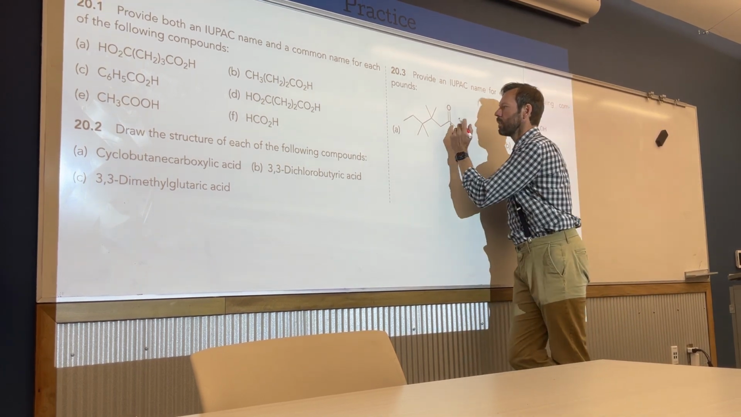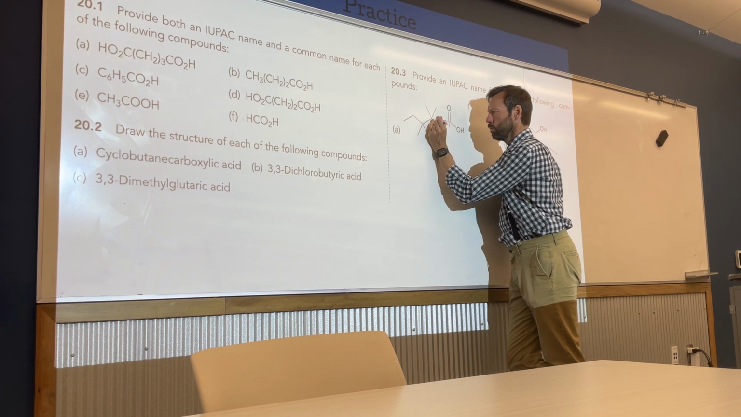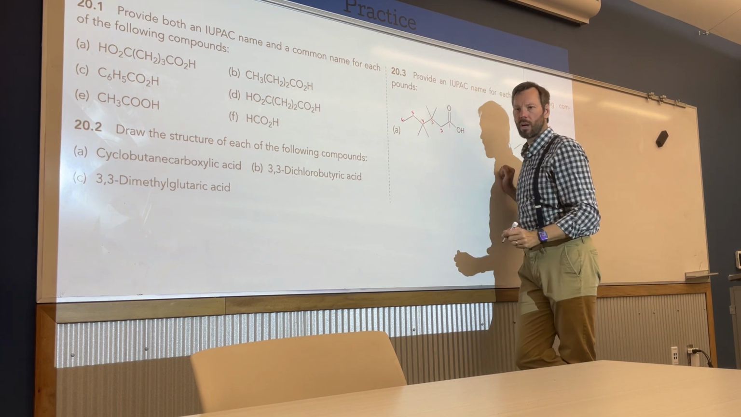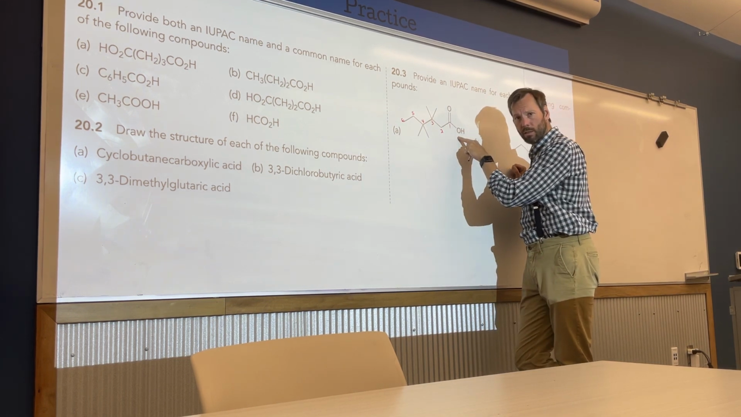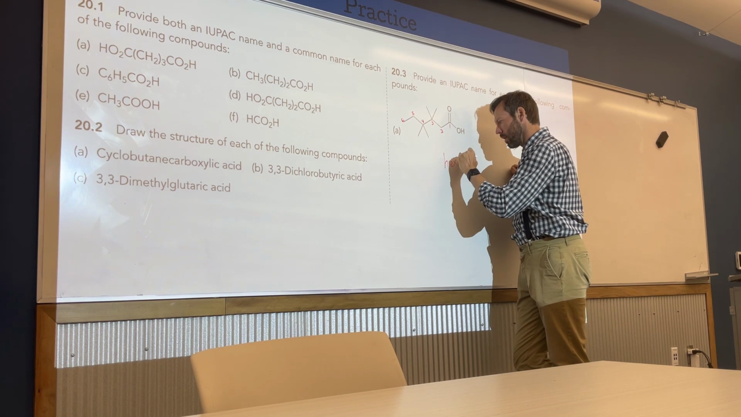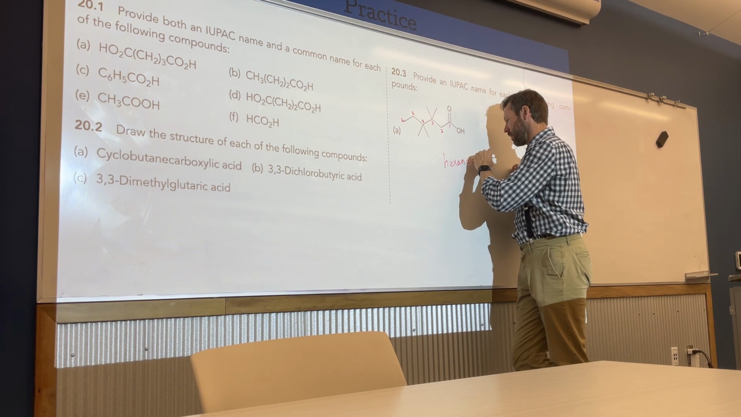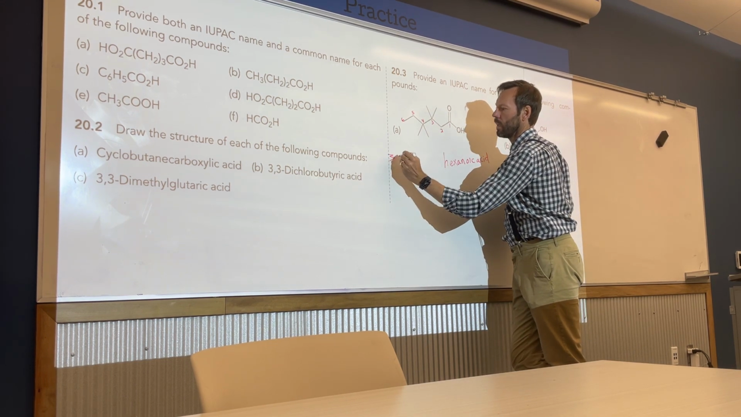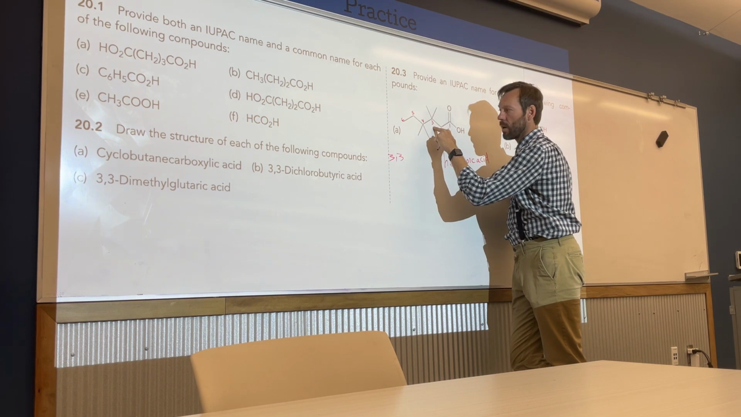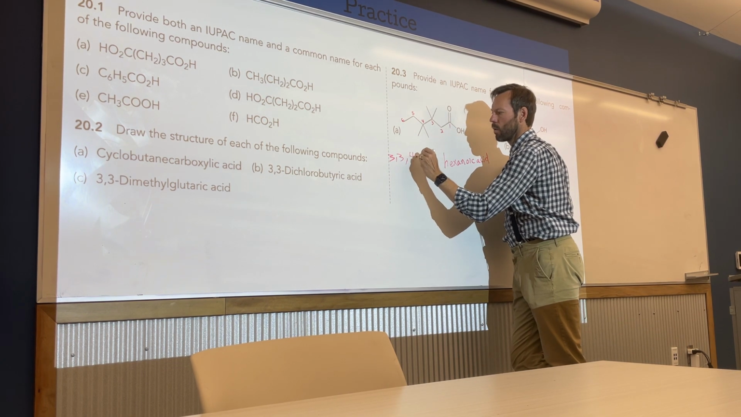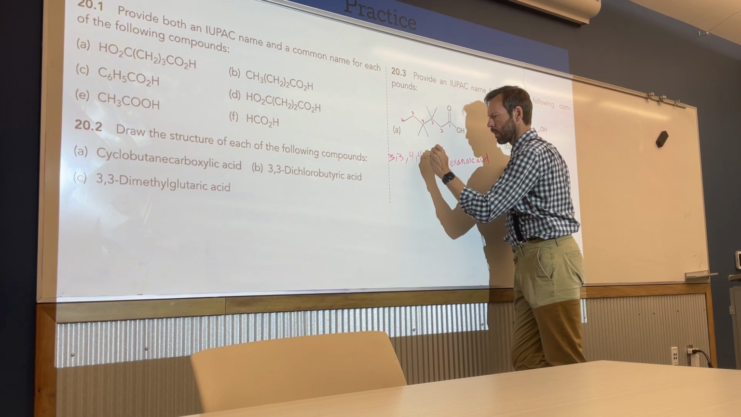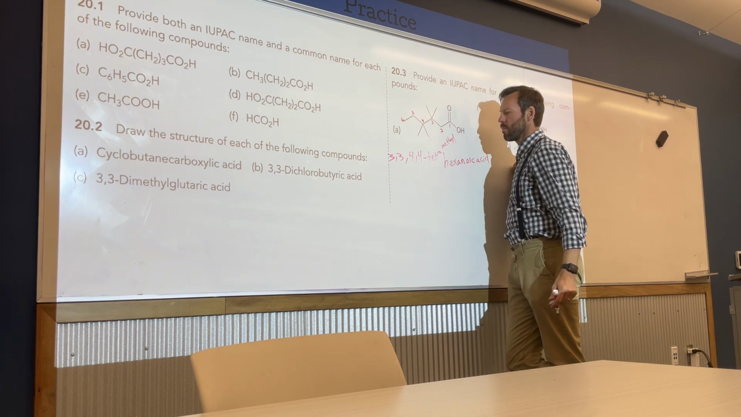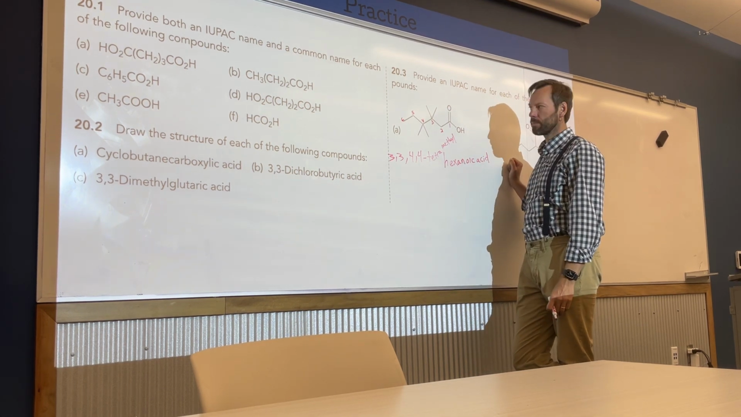Starting at the carbonyl, 1, 2, 3, 4, 5, 6, right? So only one double bond, hexenoic acid. And then we have 3, right? Two methyls on the third carbon, and 4, tetramethyl hexenoic acid.